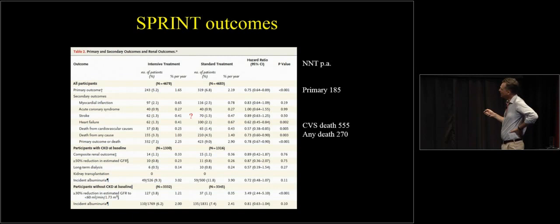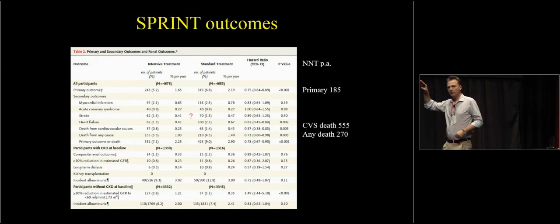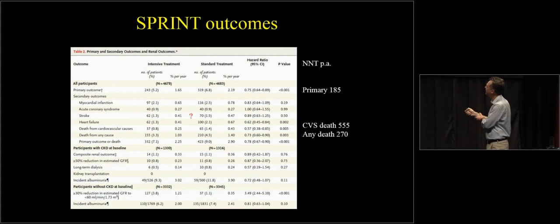There were some bizarre things as well. Despite lowering blood pressure very significantly, there was no reduction or extra reduction in heart attack or stroke compared to standard treatment. It's bizarre, because we know that lowering blood pressure in the population will reduce heart attacks and strokes, so why not in this study? In fact, the main driver of lowering the primary endpoint was episodes of heart failure. We might come back to that, but it was mainly the fact that we were reducing episodes of heart failure by this very low blood pressure that drove the primary outcome.